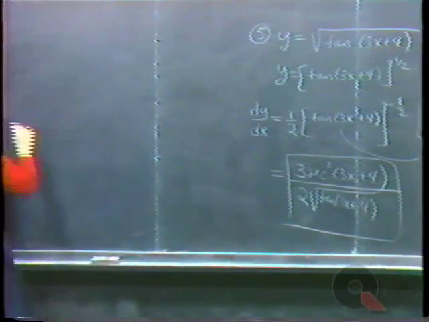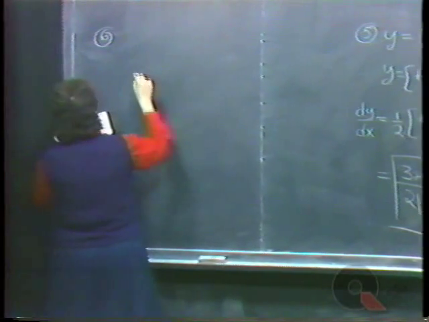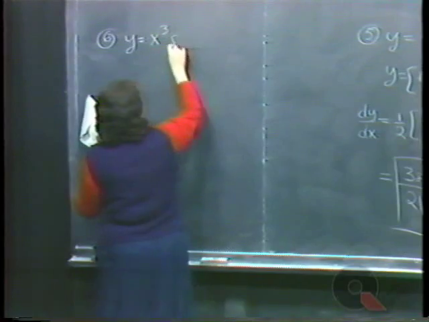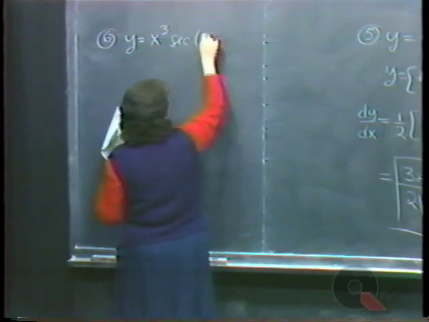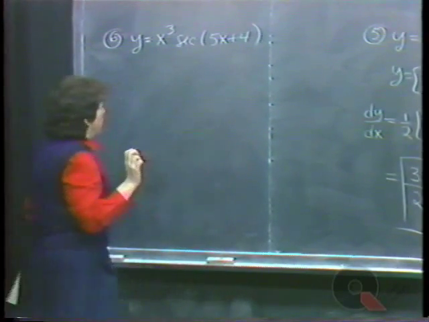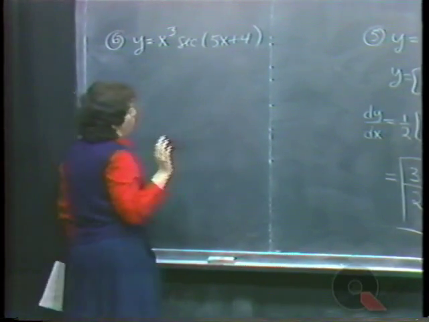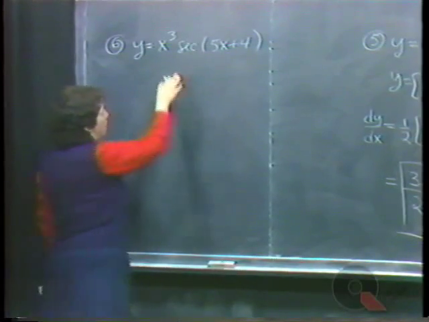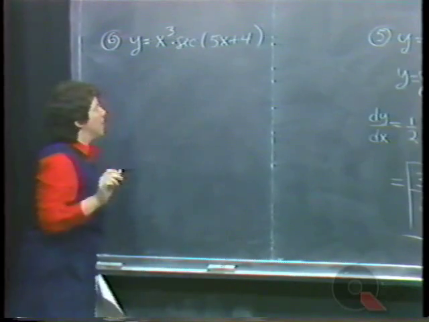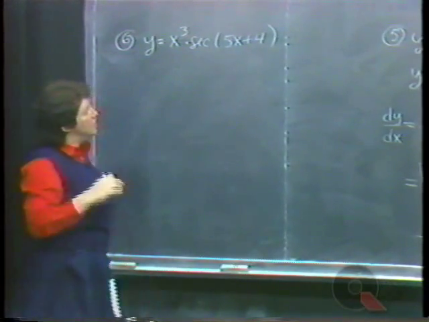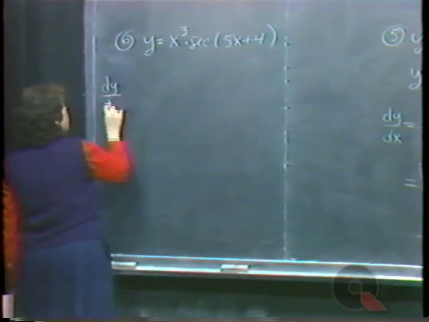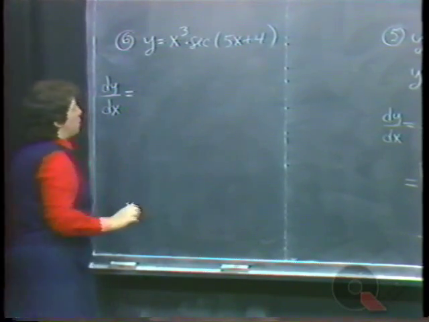In our next example, we introduce another of the trig functions. We have y equals x cubed times the secant of 5x plus 4. But let's analyze this first before we look at any formulas. This is what? Well, I see the secant of something, but primarily this is a product. It's x cubed times the secant of something. Okay, so it's a product. So we will differentiate by our old friend, the product rule.